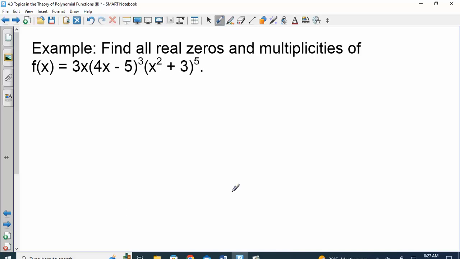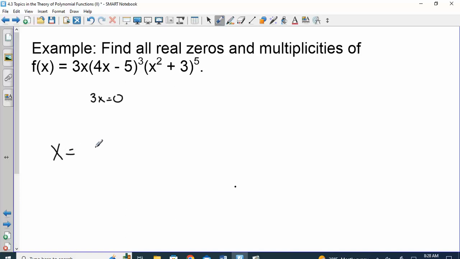This is something that we will be using more tomorrow. If we have this factored form, we have found the zeros from the factored form before. The only new thing that I'm adding in is I'm asking for multiplicities. So when we find the zeros, we set each parenthesis equal to 0. I do have a 3x out in front. If you set that equal to 0, you get 0.